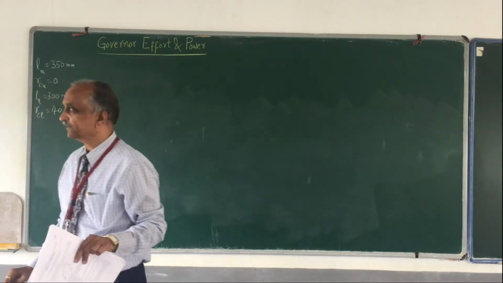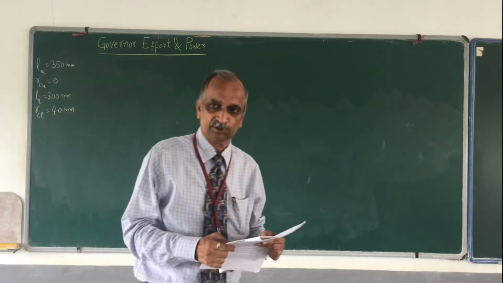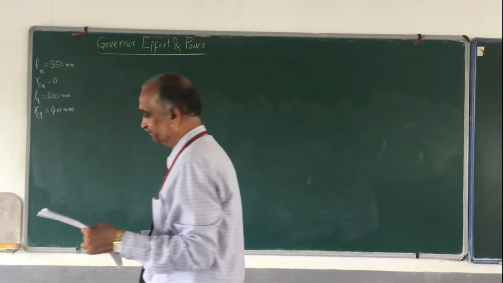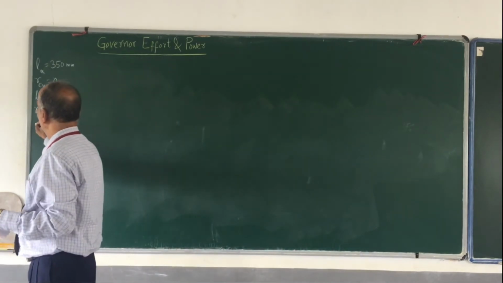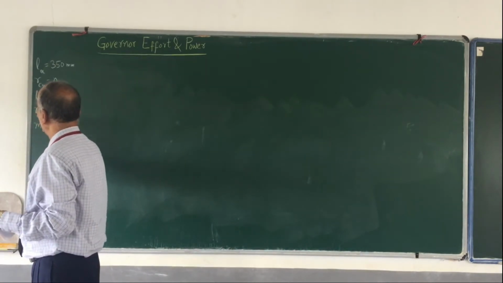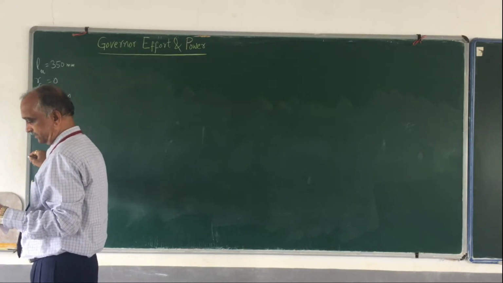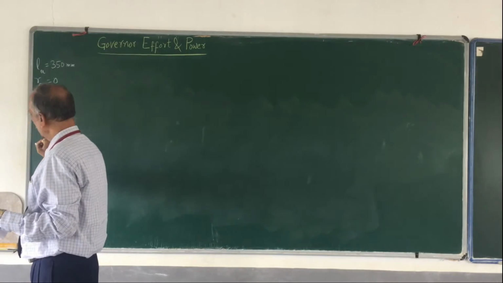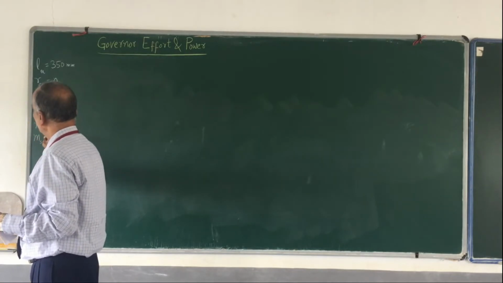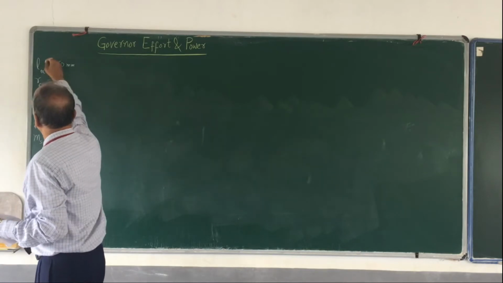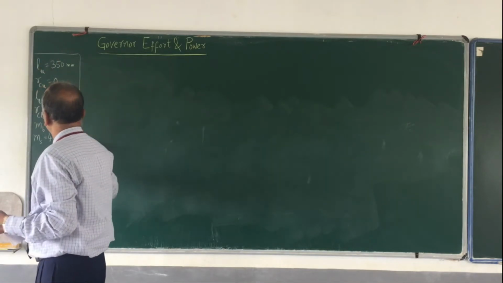The lower collar radius is 40 mm. Then each ball has a mass of 4 kg, so MB is 4 kg. And the sleeve is 45 kg, so MS is 45 kg. All these values are independent of the position of the sleeve.